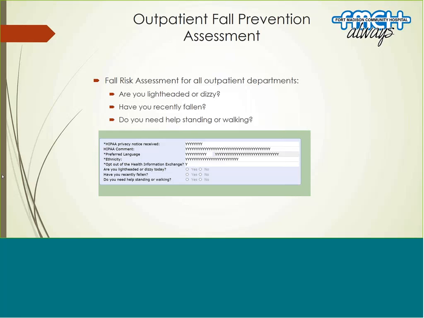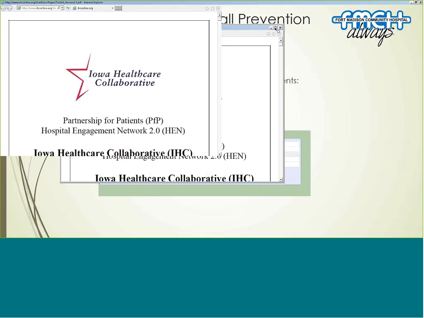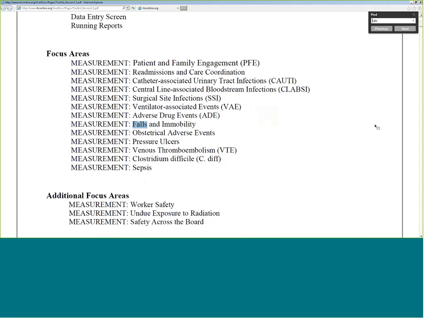So the one thing I would like to highlight, in addition to these tools that we've overviewed, is that IHC, as part of our HIN participation, has an active toolkit available. You're able to see that by going to the IHC website. So I'm going to pull that over right now. The really cool thing about this is that not only can you print it out, but you can also have it in PDF form. As you can see, it's quite a full toolkit. But you can always use Find, type in falls, and it's going to connect you with exactly where you can find falls and immobility resources that align with our focus areas throughout the hospital engagement network.